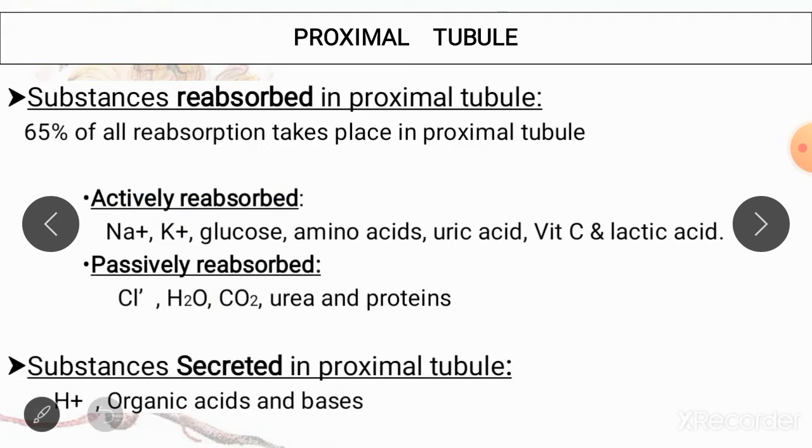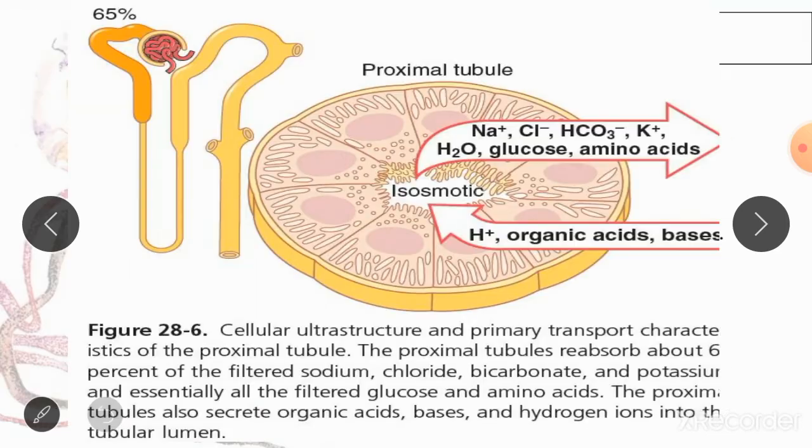There are also some substances which are secreted from the peritubular capillaries into the lumen, and these are waste products which need to be removed from the circulation completely. So some hydrogen ions and other organic acids and bases which are present in the peritubular capillaries are secreted into the lumen, so they can be excreted in the urine.